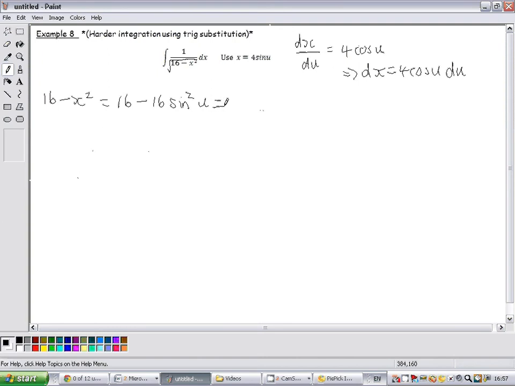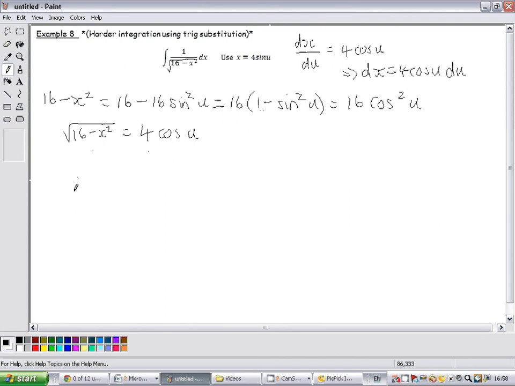If you can't, I'll give you a little hint. Maybe that will help. 1 minus sine squared, hopefully you're now saying, yeah, that's 16 cos squared u. So that means that the square root of 16 minus x squared will be the square root of this, which is 4 cos u. So that denominator is 4 cos u.